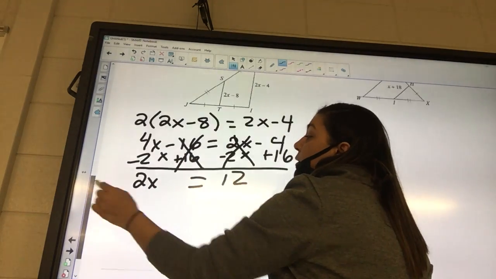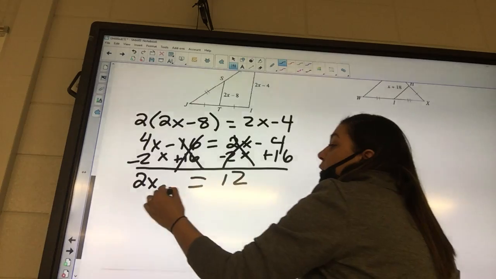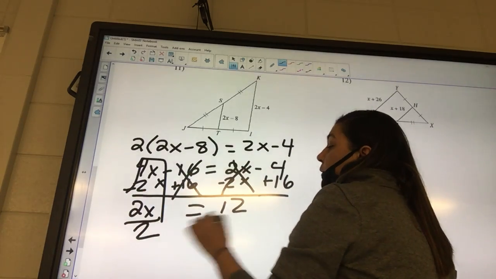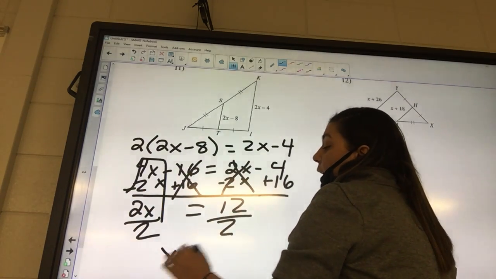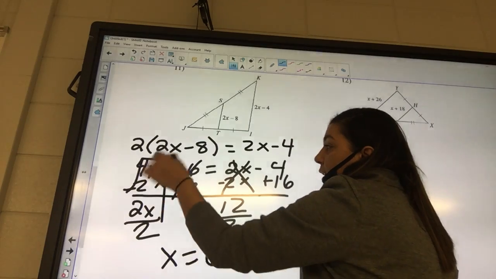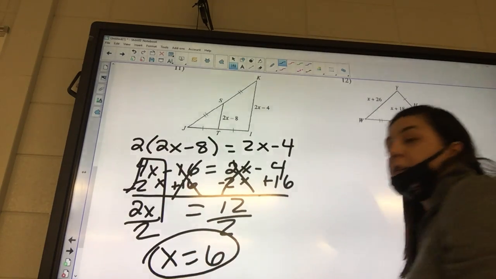And then our last step is to do what? Yeah, so we're going to divide by 2. X equals 6. And I'm sorry I can't fix that because I will erase everything.